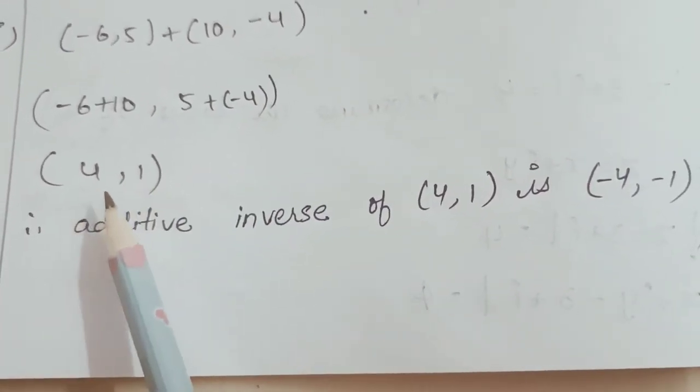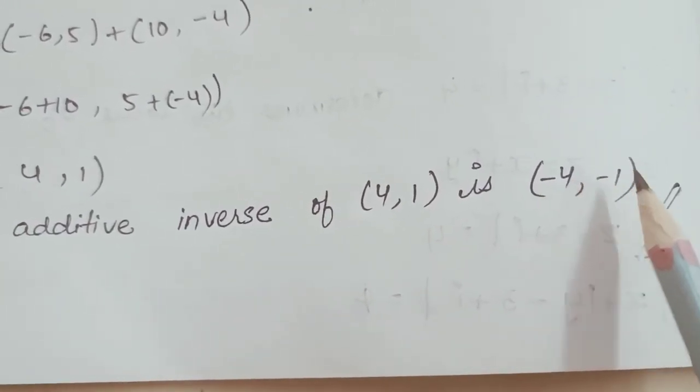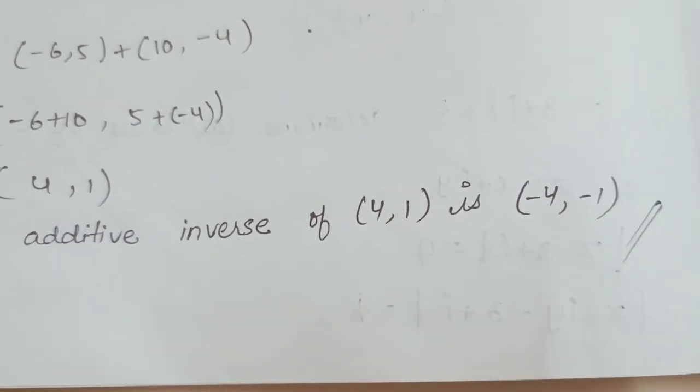We got the answer. Now we want the additive inverse. The additive inverse of 4 comma 1 is nothing but minus 4 comma minus 1. Here plus 4 is there, so minus 4 comma minus 1. Okay.